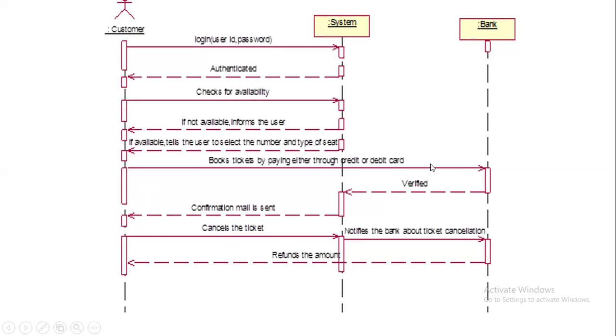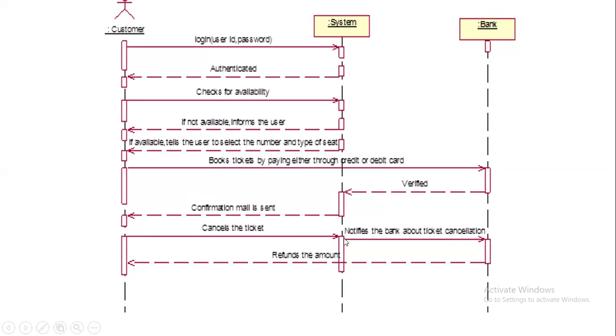Then if he is paying the money, the bank should verify whether the amount is valid or not. Maybe there is insufficient balance also, right? That's why the bank verifies and returns the result to the system. Then the system sends the confirmation mail to the customer, and next the customer may cancel the ticket.